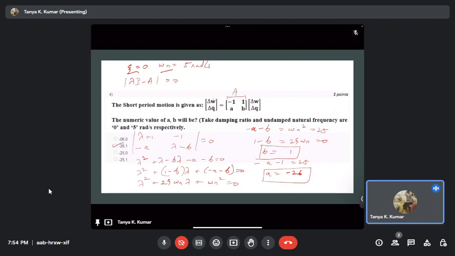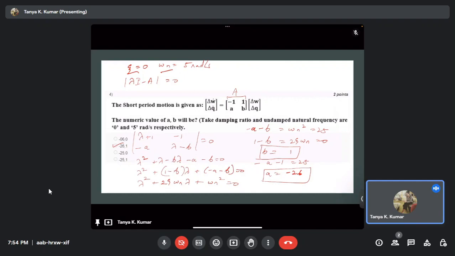Okay, so all of these questions, first you find out the characteristic equation, equate it to typical second order equation, and then you can find out whatever is asked, either the unknown coefficients or the damping ratio, natural frequency. Okay, now let's go to the next question.